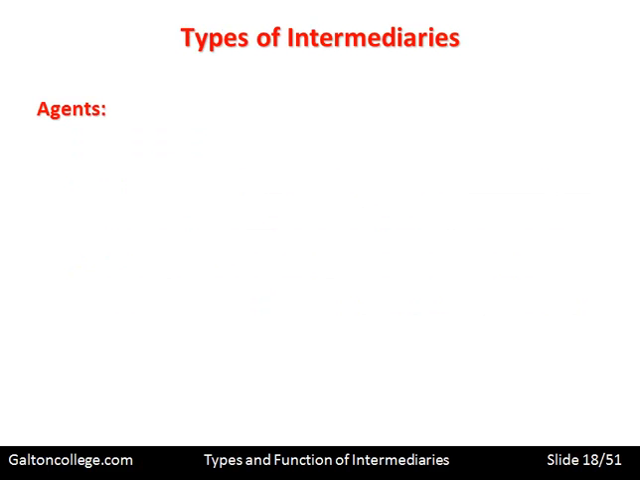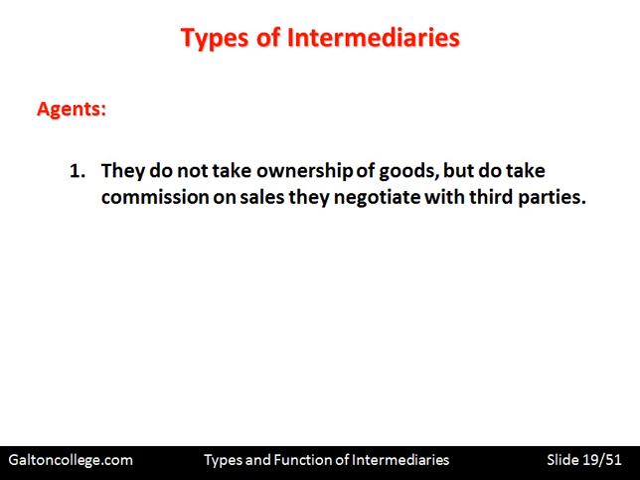Now, the types of intermediaries, well, agents. We don't often think about agents, but agents are intermediaries. They don't own the good. They don't buy the good, but they take commission on sales, and they negotiate the sales with third parties. So the intermediaries find buyers, negotiate with the buyers, and take a commission. But the agents themselves do not own the goods. They just simply negotiate with buyers.